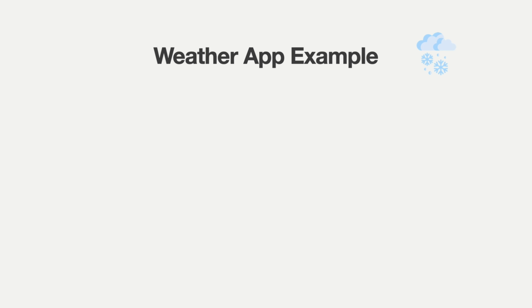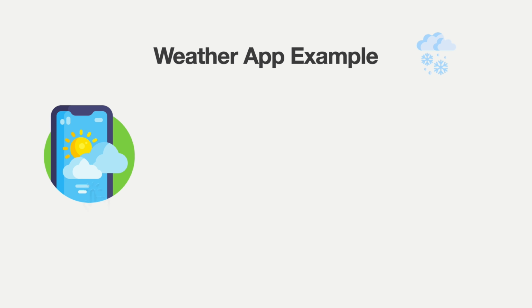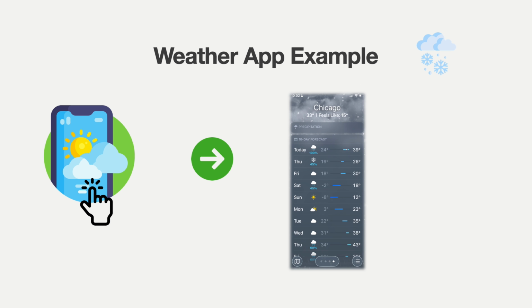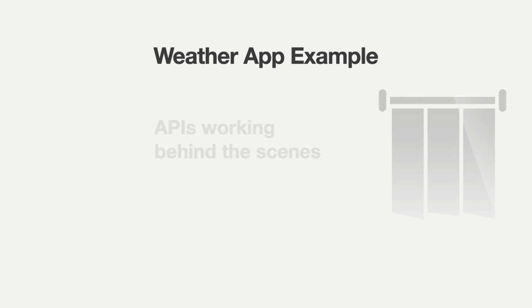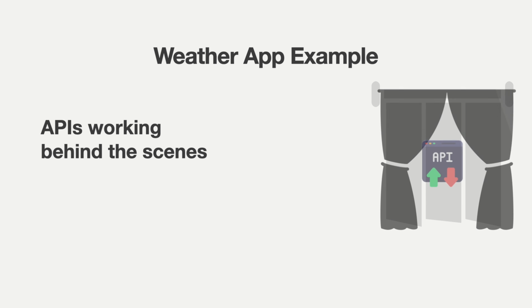Let me show you an API you've probably used today without realizing it. When you check your weather app, you see the weather immediately. But here's what you don't see. This app just grabbed real-time data and delivered it to your phone in milliseconds. That's APIs working behind the scenes.